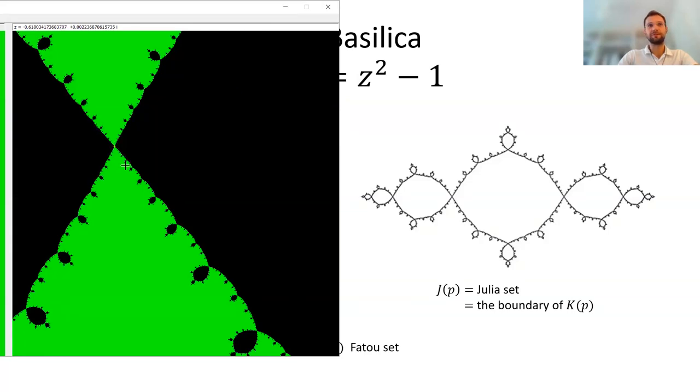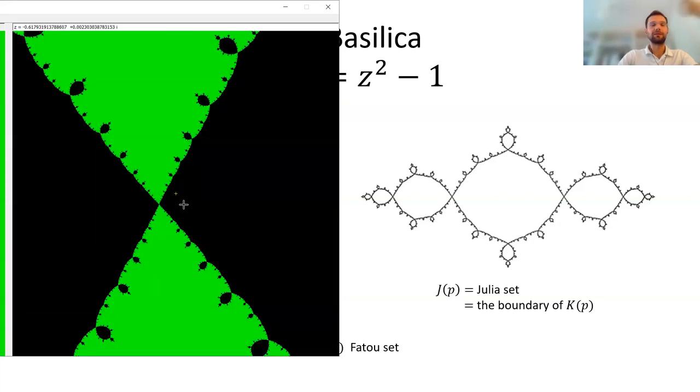One thing that you can see from my demonstration, as I'm zooming in, is that when I zoom in, you see more or less no difference. And this is exactly the property of fractal objects.